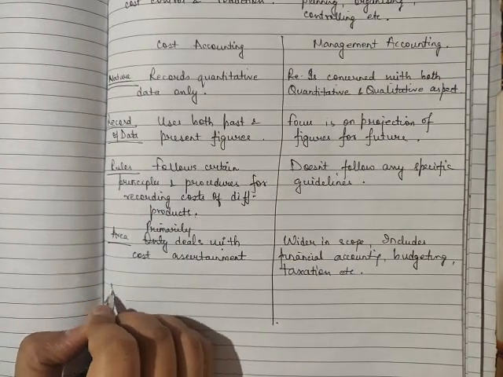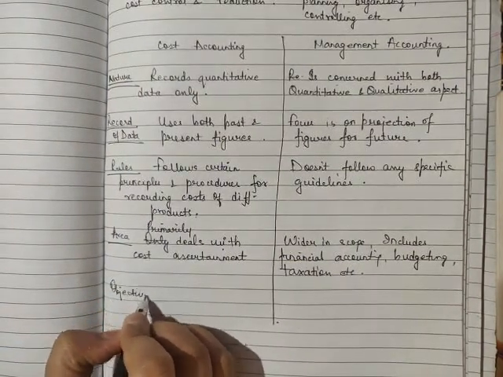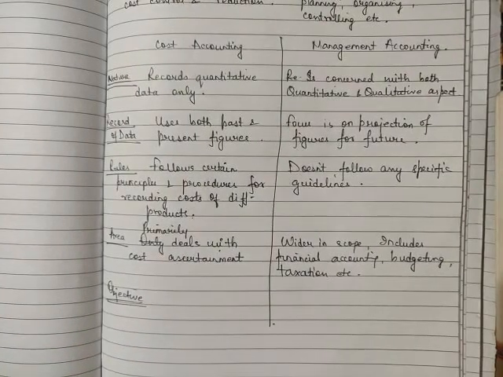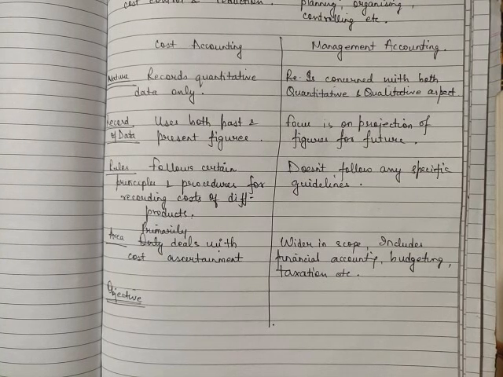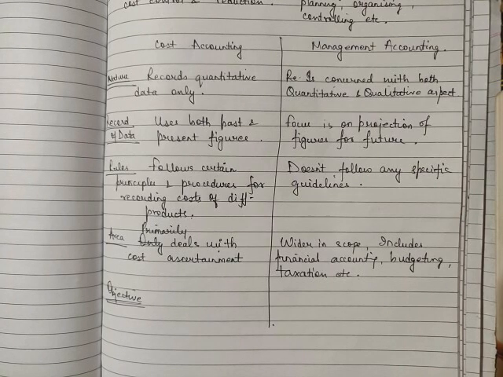The last difference is the objective. The objective of cost accounting is recording the cost of a product, whereas the objective of management accounting is providing information to the management for planning and coordination.